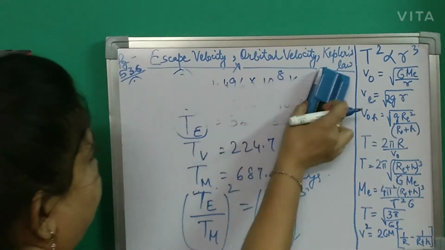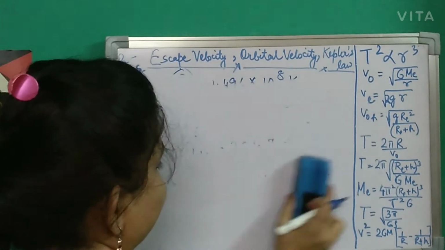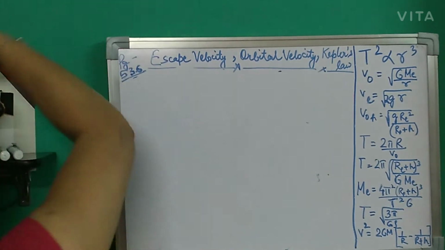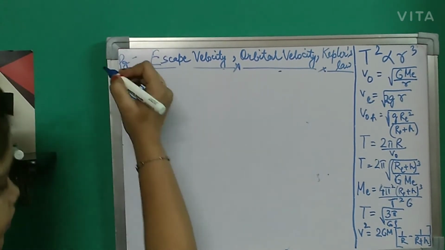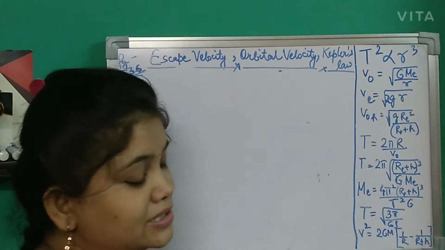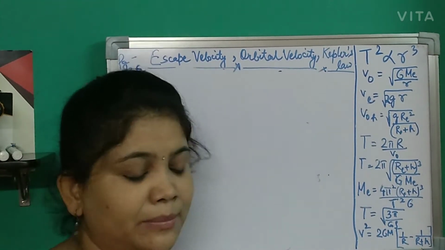Next, in the previous videos and in the previous assignment, I had done sums till 17. So now let us start with sum number 18. So what does sum number 18 say?